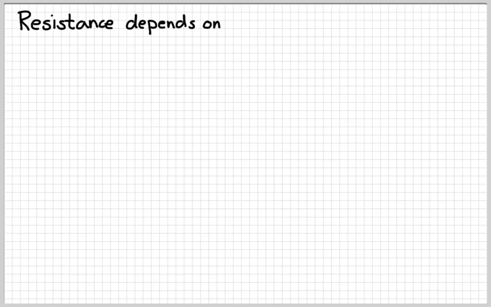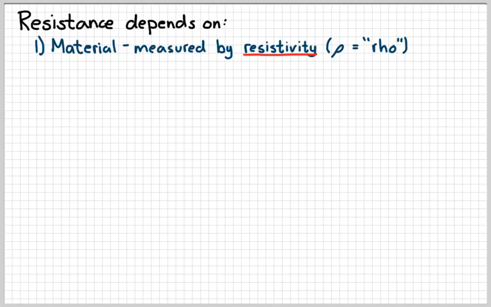Now the resistance of an object depends on three things. First, what the object is made out of. A way we can measure that is by a quantity called resistivity. The symbol for resistivity is the Greek letter rho. It's kind of like a sideways slanty P. The second thing resistance depends on is the length. The longer a resistor is, the higher its resistance is going to be. We can give that the symbol L.